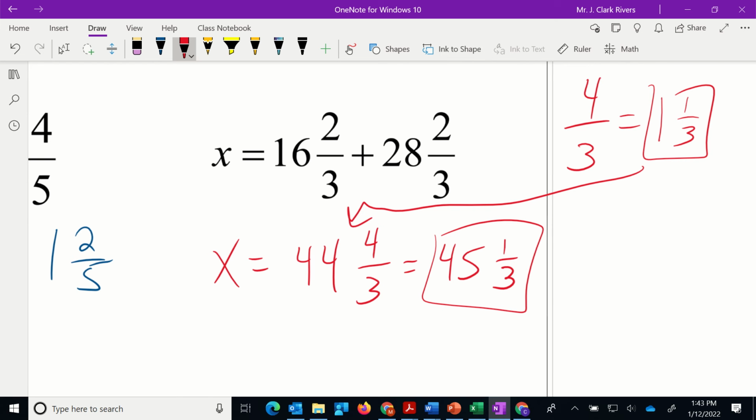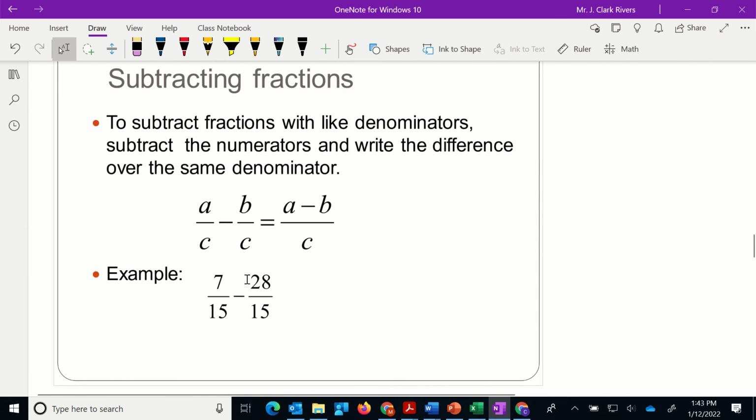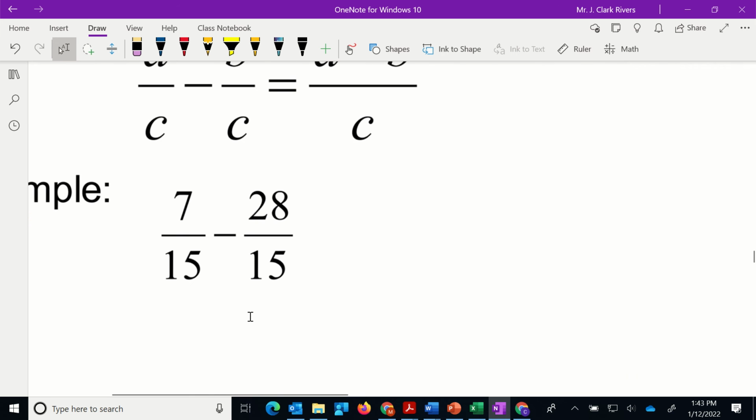Questions on that? Okay. Let's see what else we got. Subtracting fractions, exact same idea. We keep our denominator, we subtract the numerators. Let's take a look at this one here. Try that on your own. Keep the denominator the same, just like when you add. But you've got to subtract the numerators.